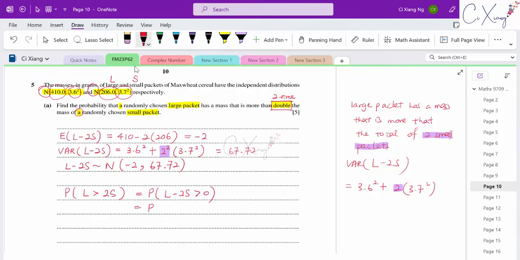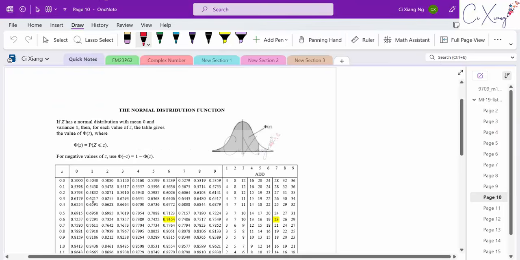Just now I already know that L minus 2s is normally distributed, therefore I have to standardize it to calculate the probability. So I want to change it to Z. The value of L minus 2s is 0, then to standardize it, I have to minus the mean and divide by the standard deviation. So I divide by the standard deviation, which is the square root of 67.72. Then try to get the value for Z correct to 3 decimal places. So I'm having Z greater than 0.243. To get the area for Z greater than 0.243, I have to take 1 minus the value from the table for 0.243.